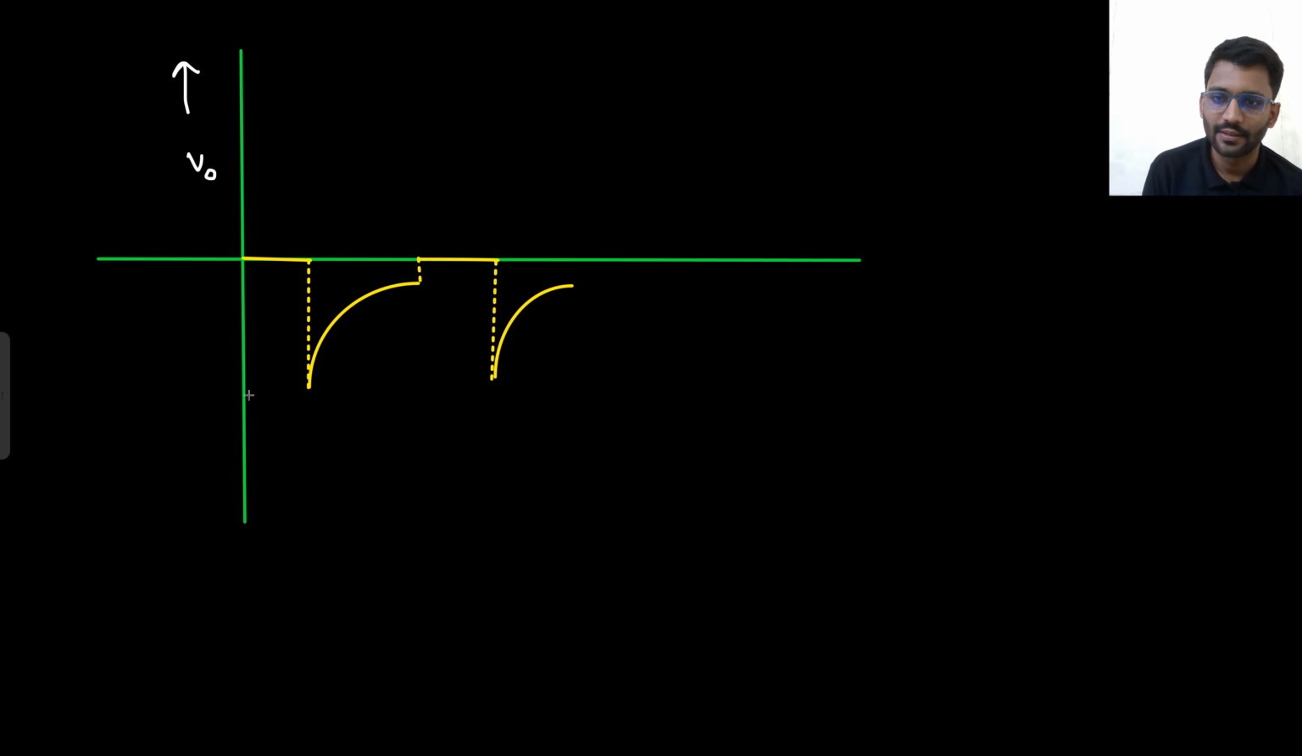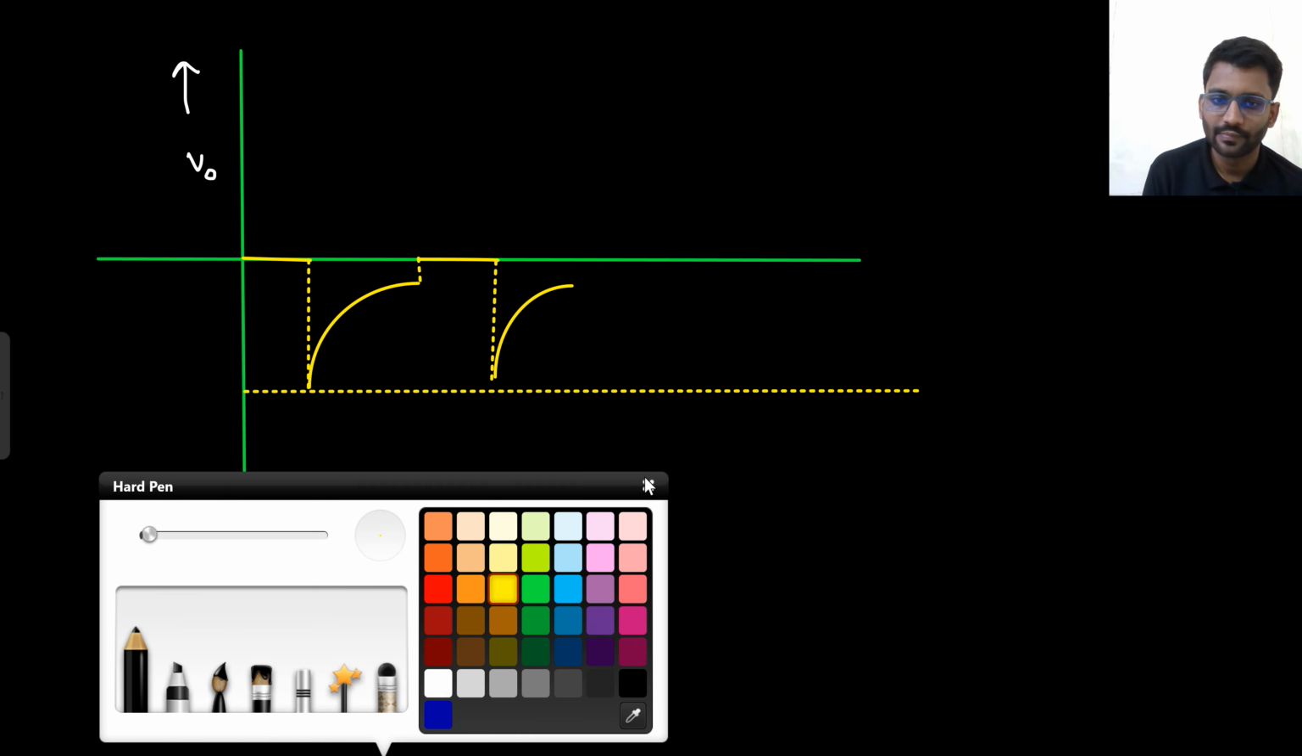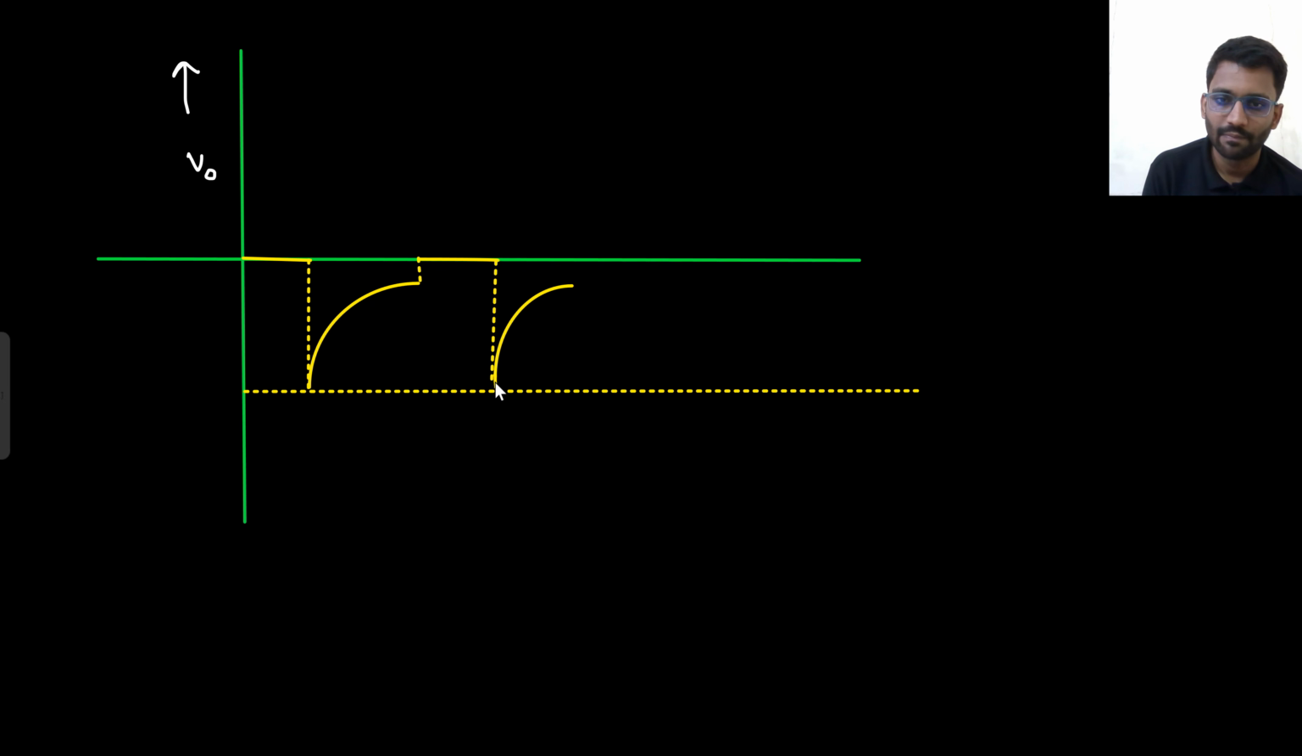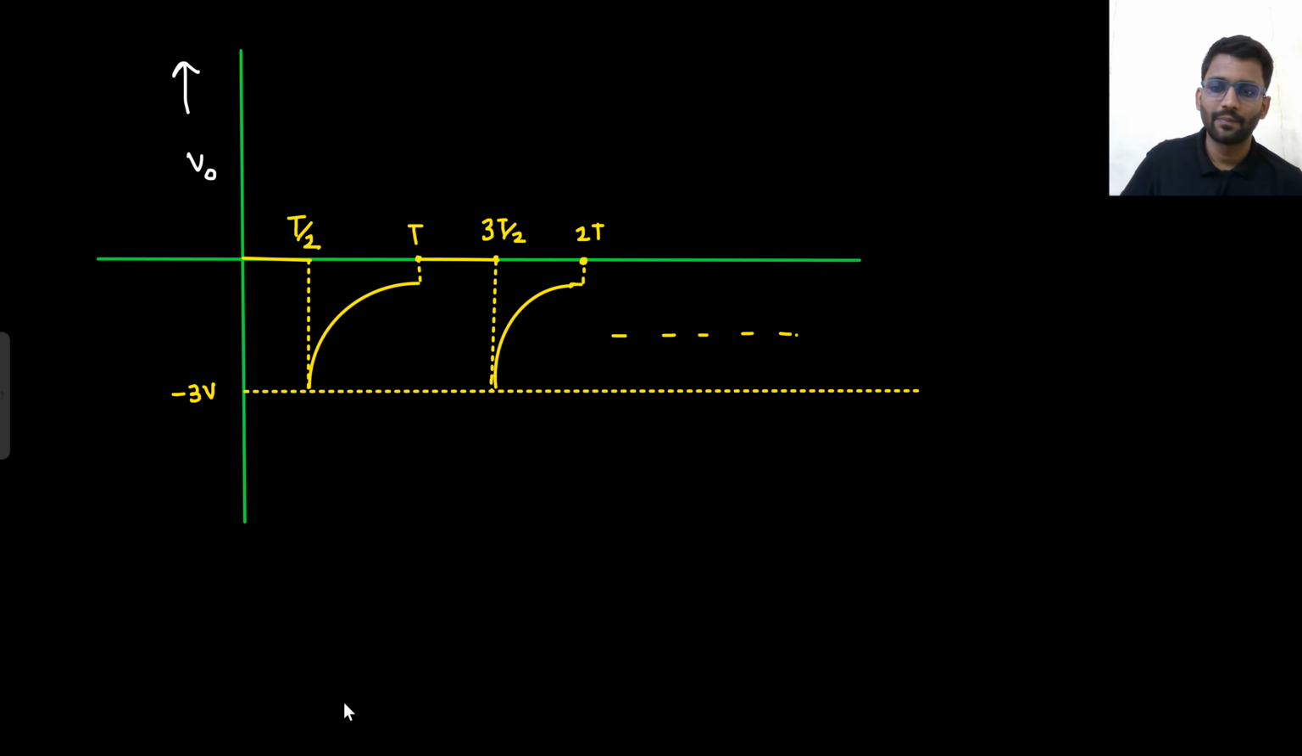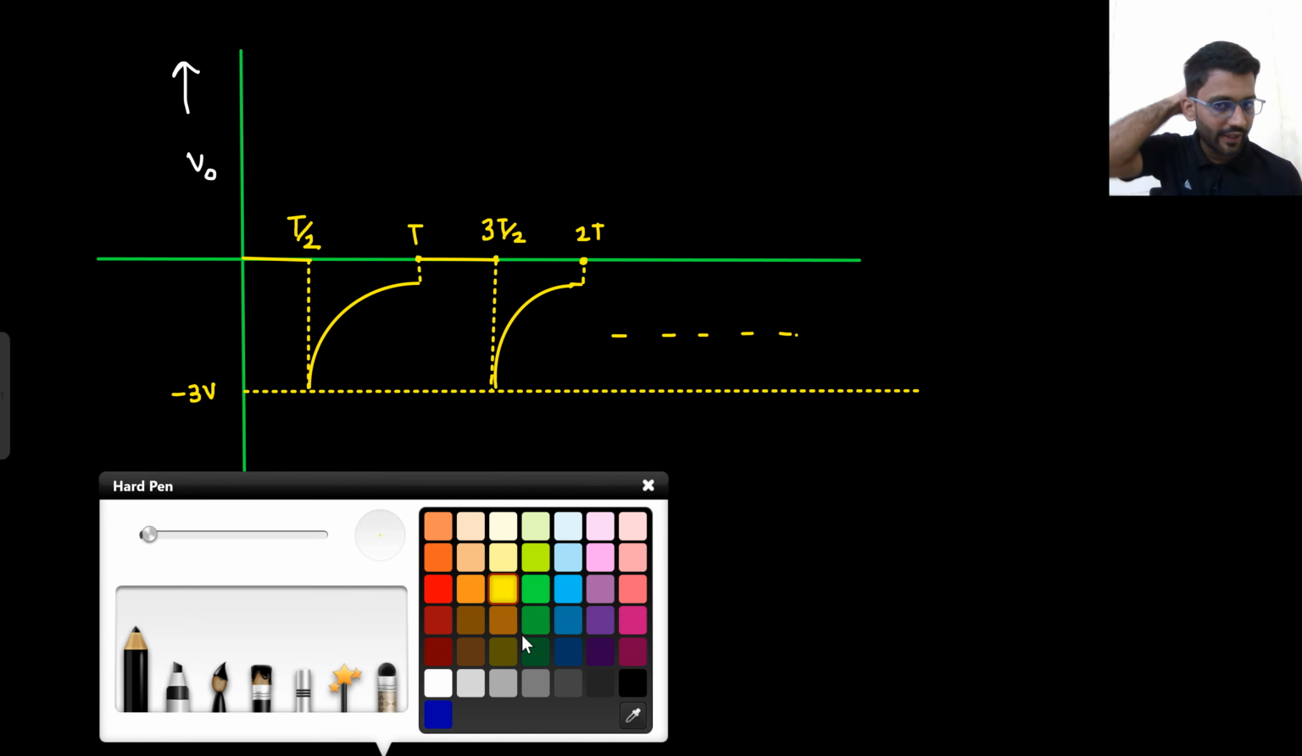This cycle is continuously going. So here you can see this is T by 2, this is time T, this is 3T by 2, this time would be 2T. So this is your V naught, which is periodic. This is -3 volt.